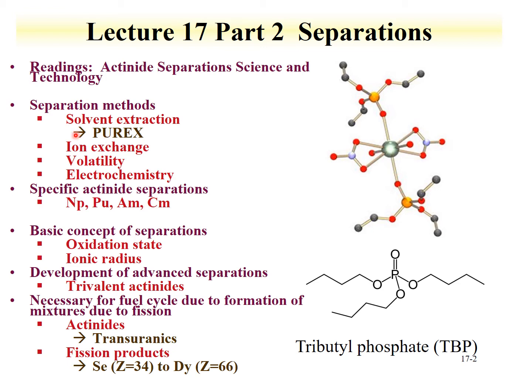The other separations that we'll cover in Part 2 cover volatility separations. And in this case, for the nuclear fuel cycle, there are examples of volatility-based separations, but overall, volatility-based separations are not as robust as the ion exchange-based separations.